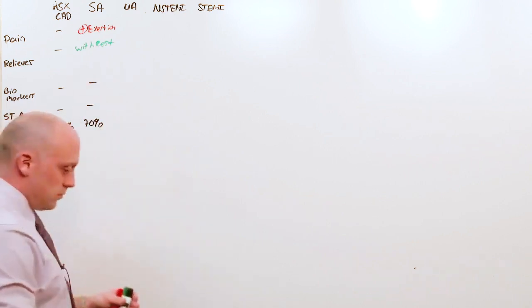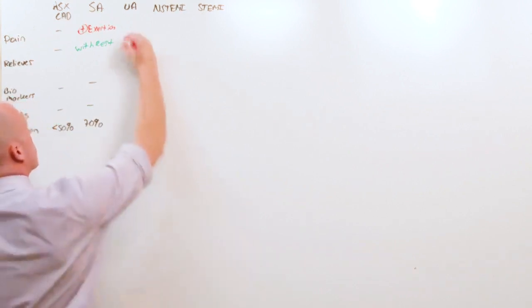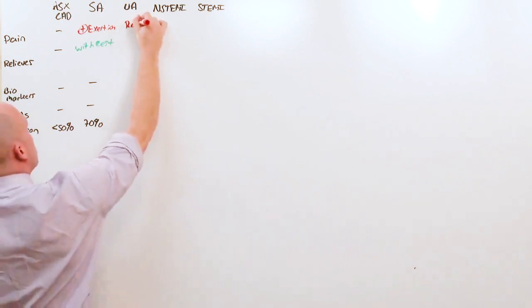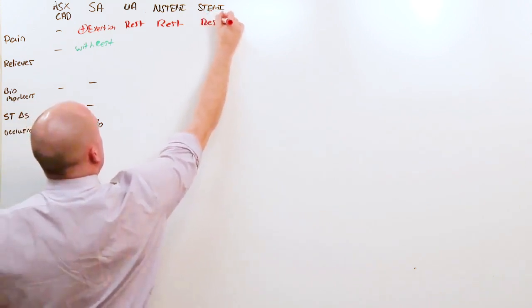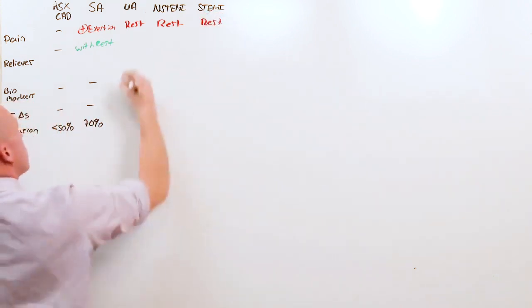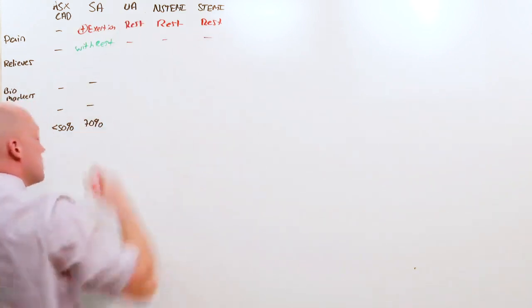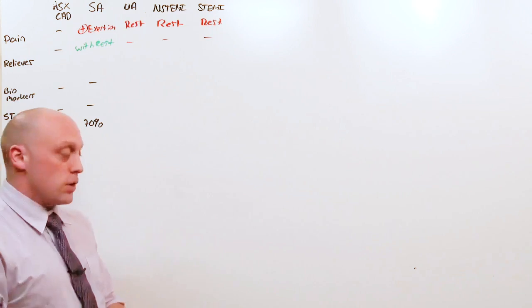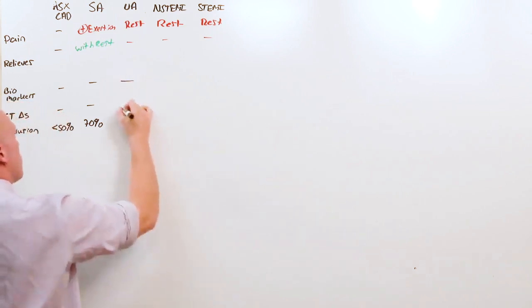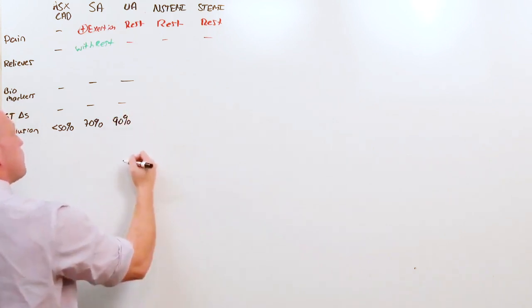Unstable angina, on the other hand, the chest pain is going to occur at rest. And nothing is going to relieve the pain. But in unstable angina, there's no heart damage. Therefore, there's no elevation in the biomarkers and no ST segment changes. This generally represents about a 90% occlusion.